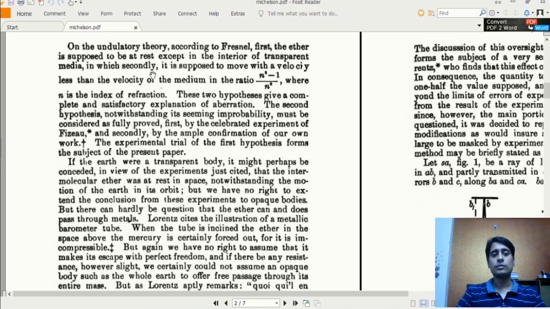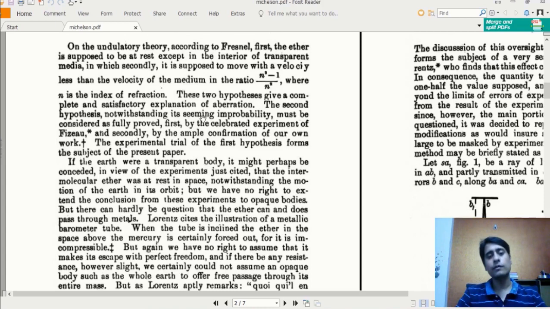It was supposed that the ether would be moving in the interior of the transparent media with a velocity less than the velocity of the medium by a ratio of (n squared minus 1) upon n squared, where n is the refractive index. So these two hypotheses give a complete and satisfactory explanation of aberration.